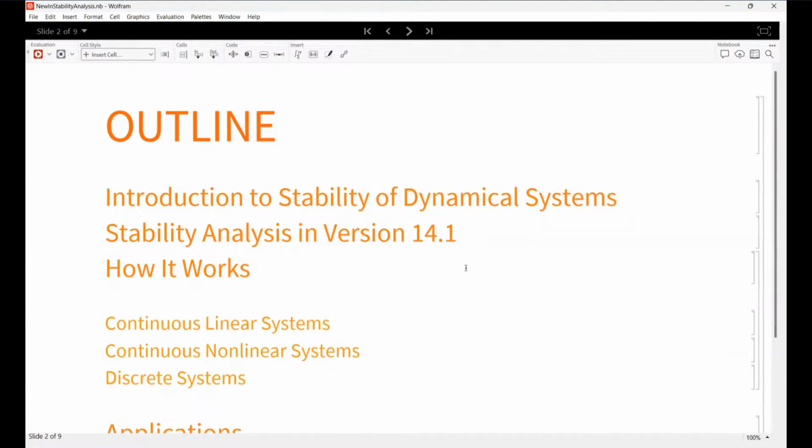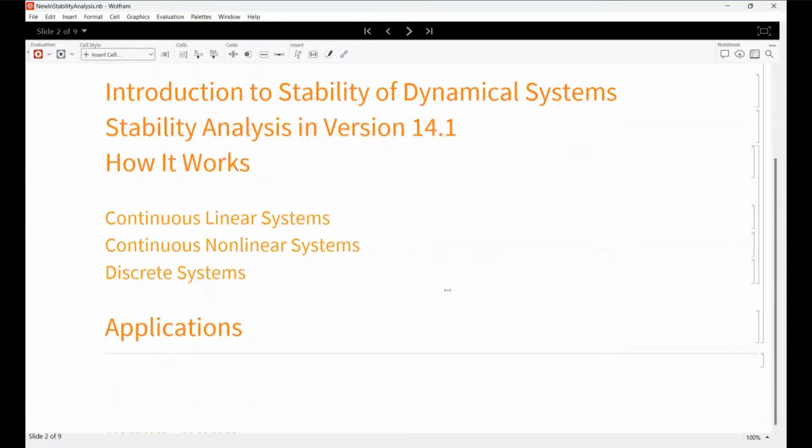During the next part of my talk, I will speak about how it works. Here I will show you the main methods and algorithms used in stability analysis for different types of dynamical systems, such as continuous or discrete, linear, and nonlinear systems. And finally, during the last part of my talk, I will speak about applications of stability analysis.